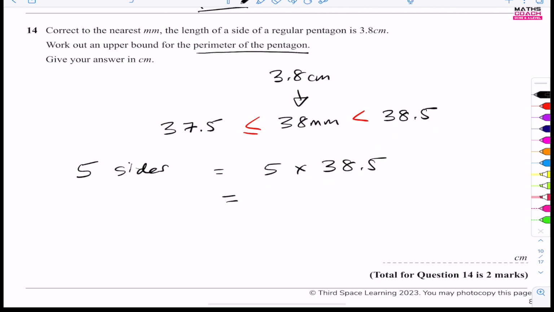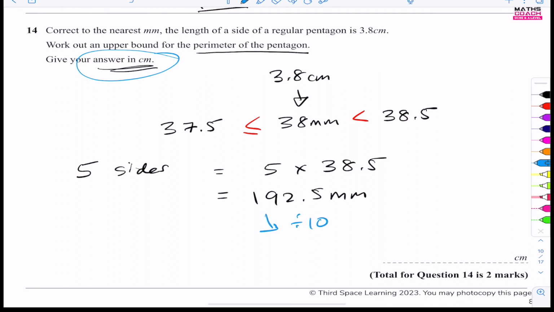And that gives us 192.5 millimeters. But the final thing left is to convert that back into centimeters because our answer is required to be in centimeters. So we are going to divide that by 10 and that gives us 19.25 centimeters. And that's the upper bound for the perimeter of that pentagon.